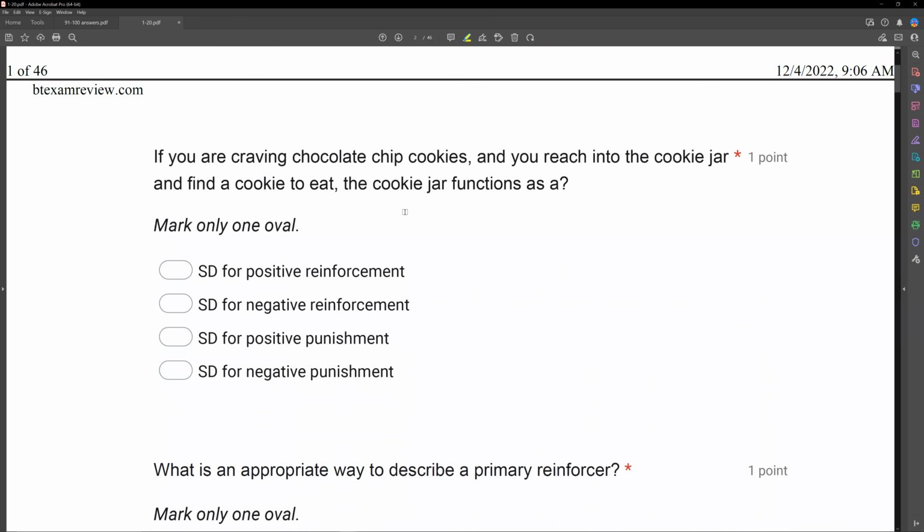If you are craving chocolate chip cookies and you reach into the cookie jar and find a cookie to eat, the cookie jar functions as a what? So we just put out our reinforcement video. Make sure you go check that out.